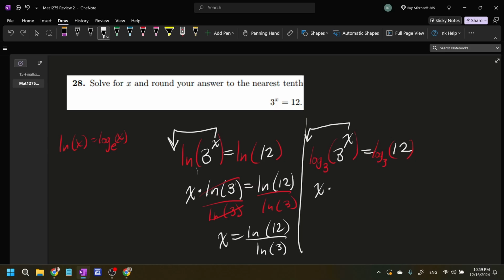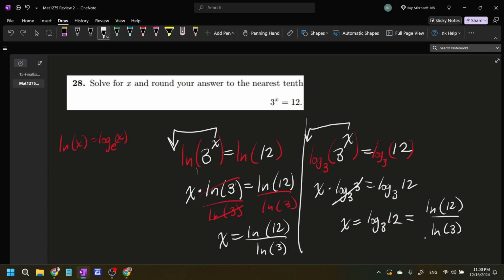So this is going to give us x times log base 3 of 3 is equal to log base 3 of 12. Log base 3 of 3 is like asking 3 to what power gives us 3, which is 1, so that cancels out, and we're left with x equals log base 3 of 12. If you have a fancy calculator, you can type this in. If not, we need to use the change of base, which allows us to do natural log of 12 over natural log of 3, which is the same answer we got over here.